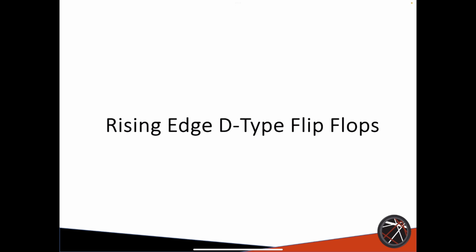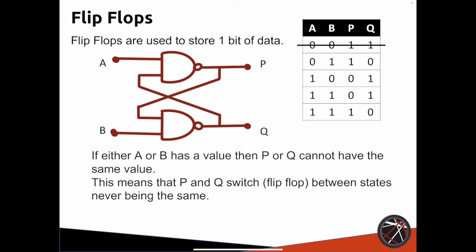Specifically though, we're going to be looking at the rising edge D-type flip-flop. A flip-flop is a circuit that is able to store one bit of data. It does this by constantly having electricity in it. If there's no electricity within it, it doesn't work. That's why on the truth table, if you've got A and B having a zero value, we've crossed it out. It's irrelevant, it doesn't work.